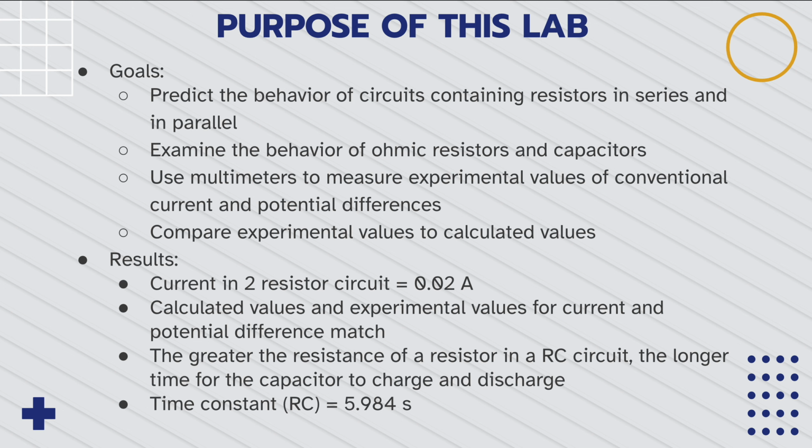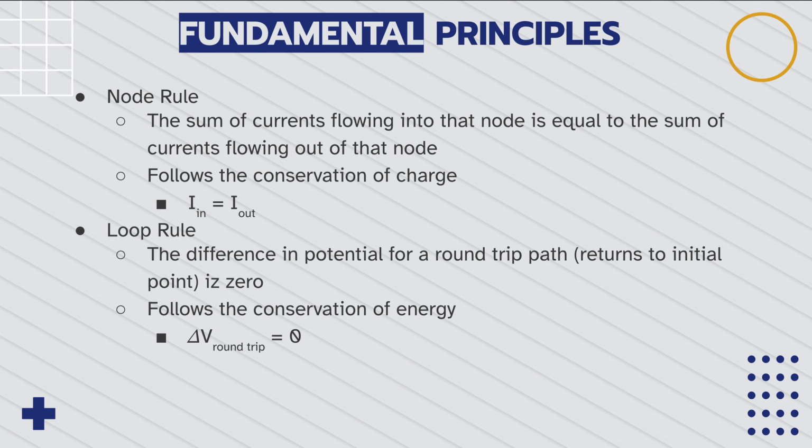For the main concepts, we use the node rule and loop rule. The node rule states that the sum of currents flowing into a node is equal to the sum of currents flowing out of that node, which follows the conservation of charge. The loop rule states that the difference in potential for a round-trip path around the circuit equals 0. From this, it is important to note that the loop rule can be used to calculate the current and the potential difference at different areas of a circuit.